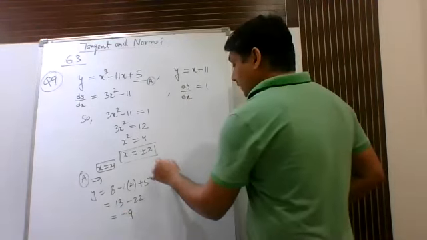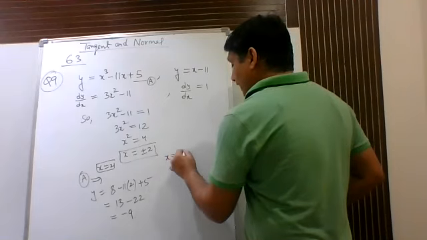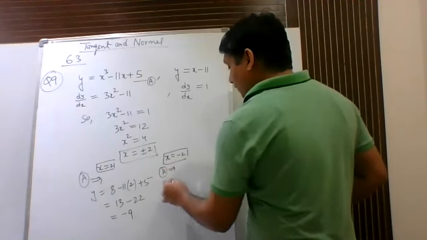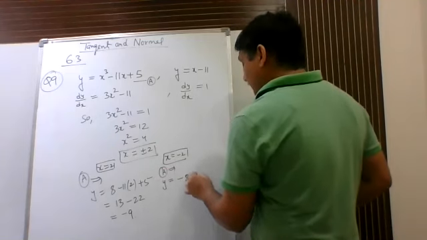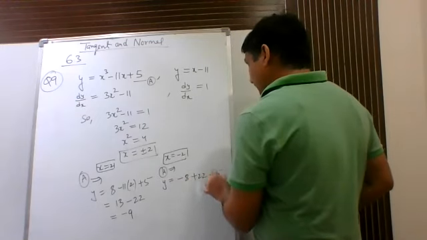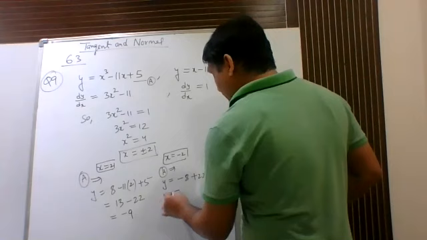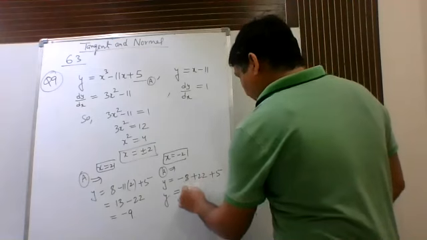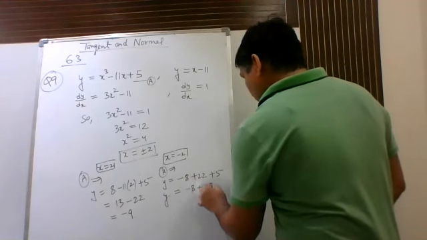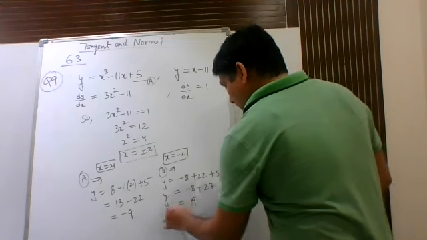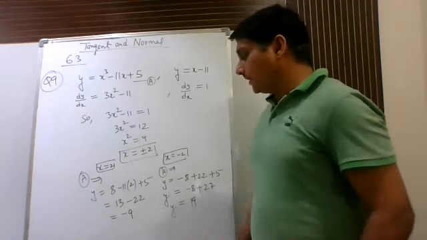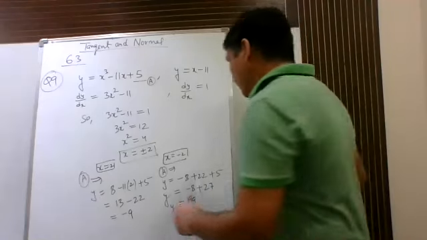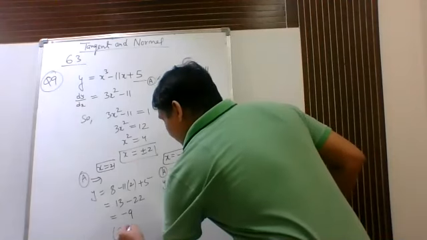Similarly, when you take x = -2, the equation a implies y = -8 + 22 + 5. When you do the calculations, that means we are getting 2 points. One is (2, -9) and another point is (-2, 19).